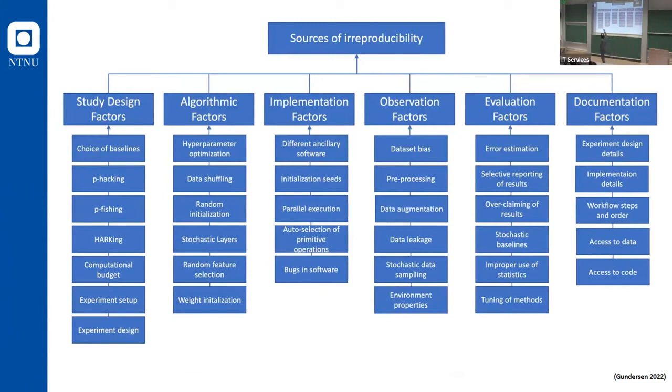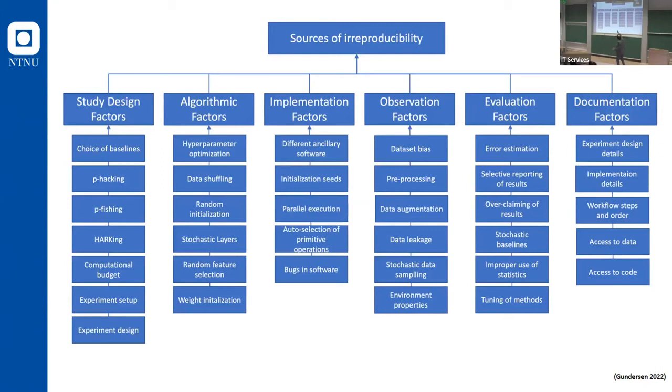So you have some things that are the study design factors. How you actually design your study will affect how reproducible it is. For example, the computational budget you have might change the result. So are you able to run your computer for a week or 2 weeks, 2 months, 2 years? That might change the result.